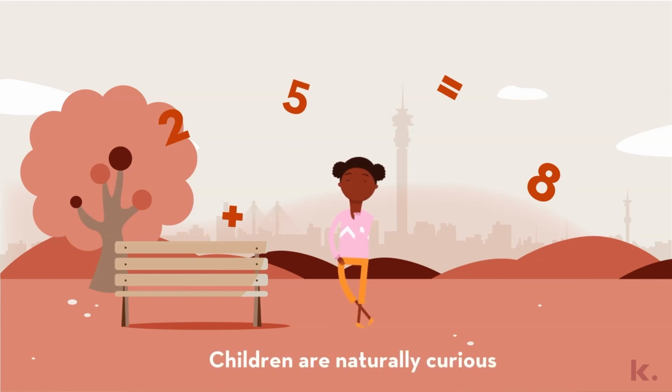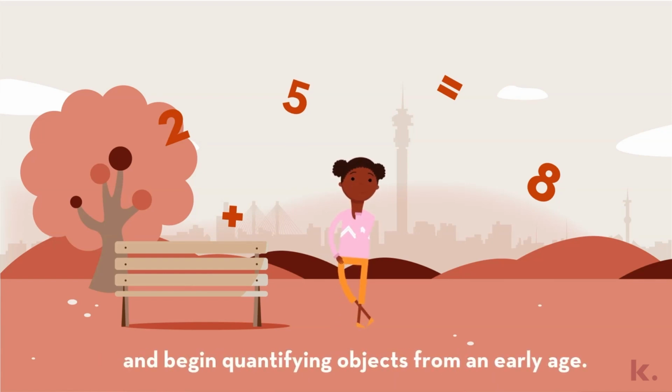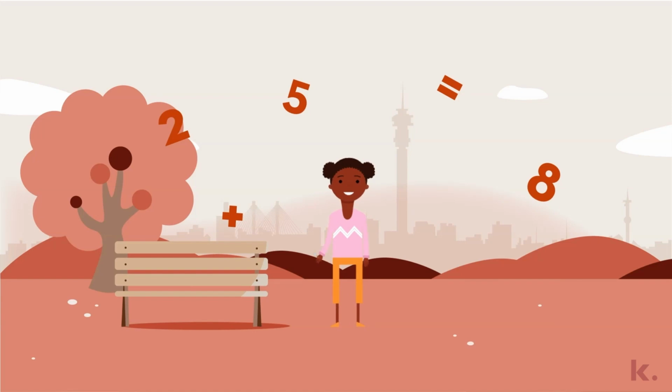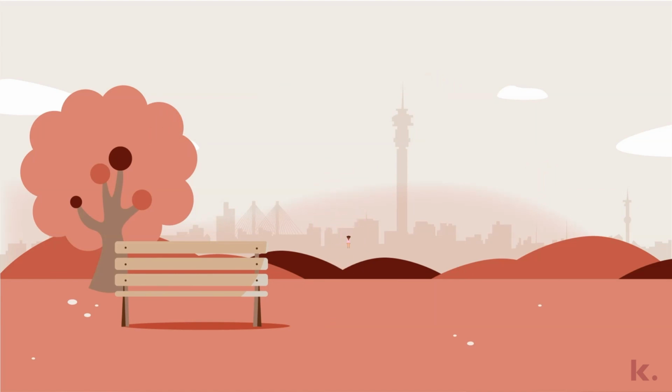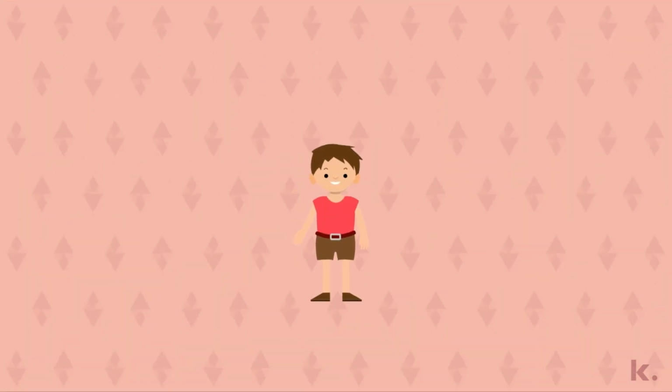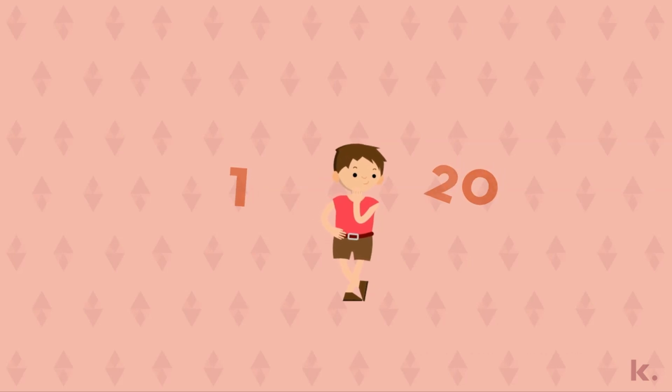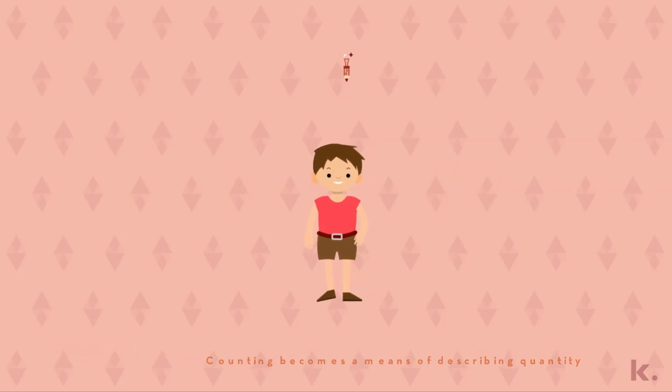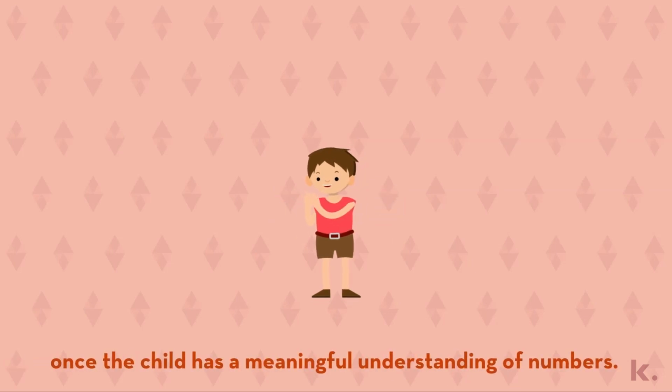Children are naturally curious and begin quantifying objects from an early age. For example, how many fingers they have, how many birds they can see, or how many steps they have taken. At this age, the children should learn to confidently rote count aloud from 1 to 20. Counting becomes a means of describing quantity and allows for comparison once the child has a meaningful understanding of numbers.